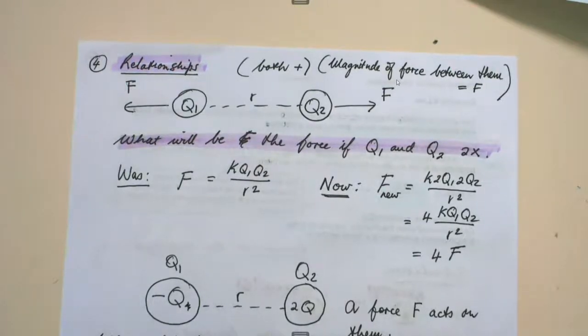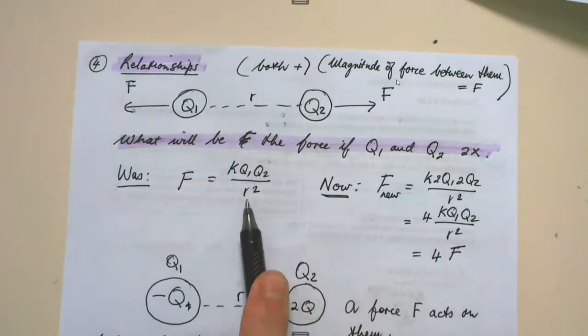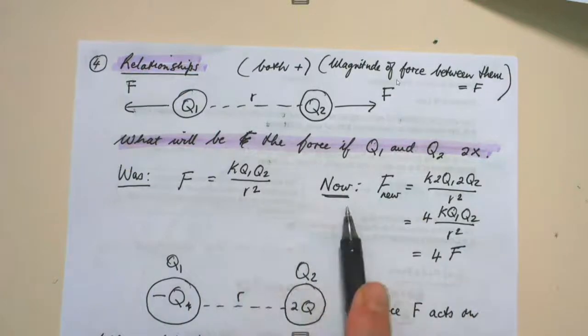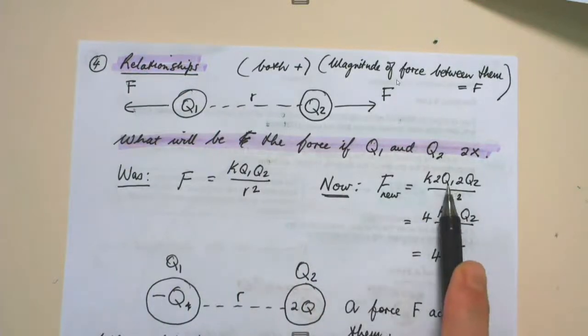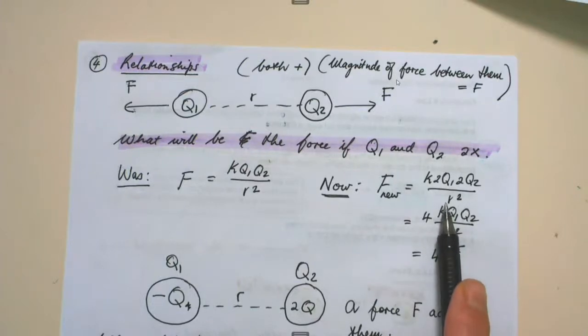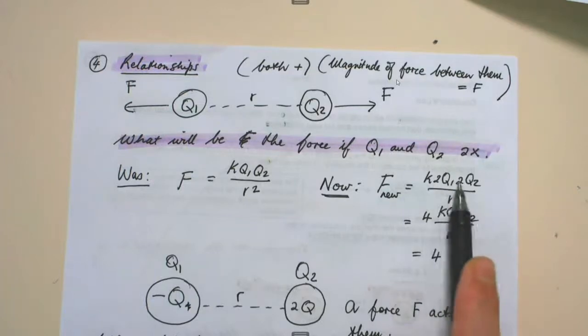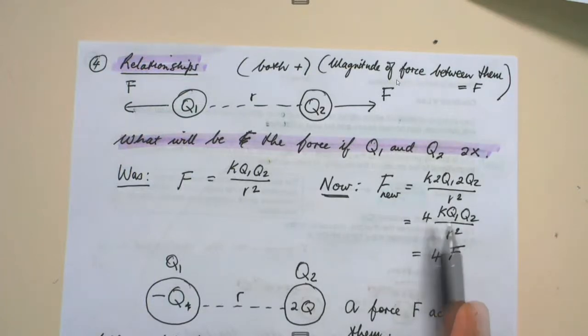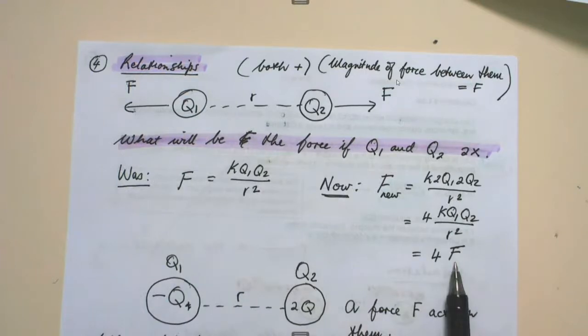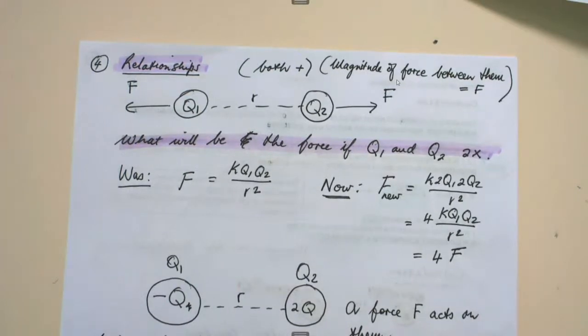So when I use Q1 and Q2 and R, then the force was F. That is what was given to me. Now I've doubled Q1 and I've doubled Q2. They are still R away from one another, so that didn't change. So what I did is I just multiply the 2 and the 2 with one another. It gives me a 4, and I wrote the 4 at the front. K Q1 Q2 over R squared is still equal to F. So then I get that the force will now be 4 times the original force.